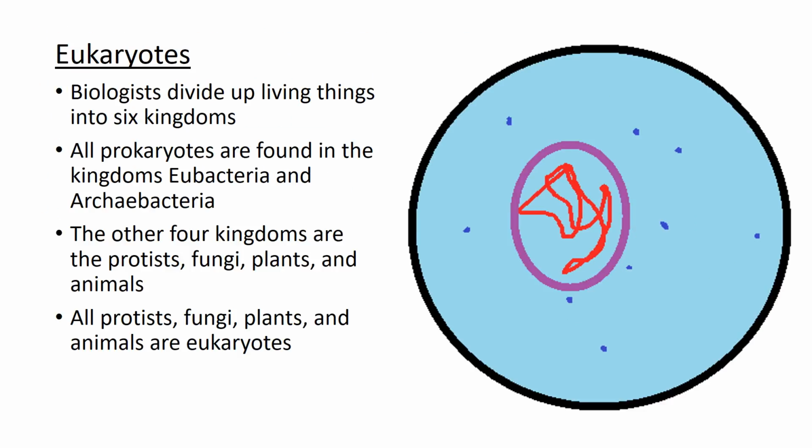Biologists divide up living things into 6 kingdoms. And all prokaryotes are found in the kingdoms Eubacteria and Archaebacteria. The other 4 kingdoms are protists, fungi, plants, and animals. And all protists, fungi, plants, and animals are eukaryotes. The cells of these organisms contain nuclei.